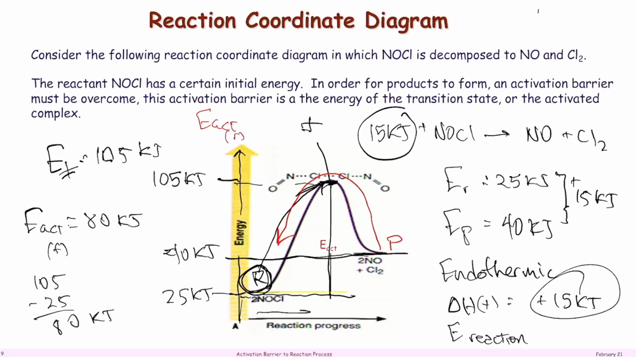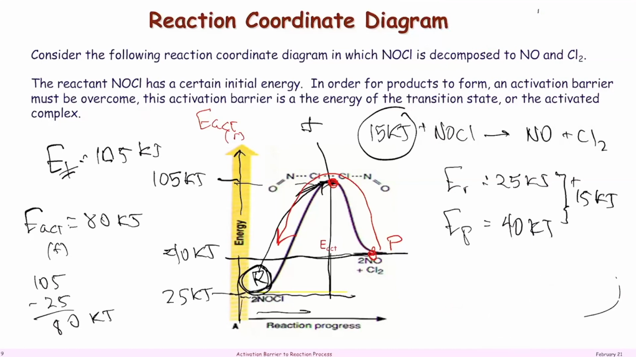Well, what is E act reverse? Well, again, that's easy. It's the highest point it needs to achieve and its starting point. So that E act reverse is going to be 105 minus, in this particular case, 40. Okay, so that's 65 kilojoules.